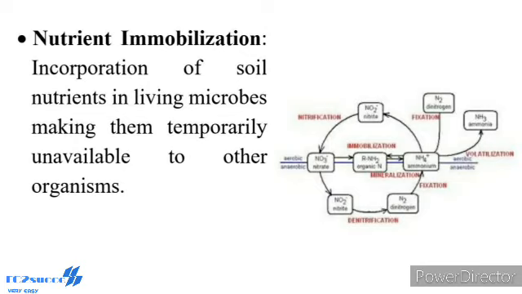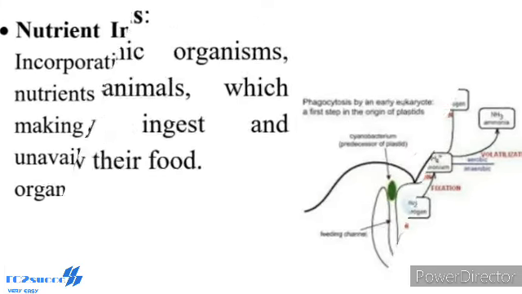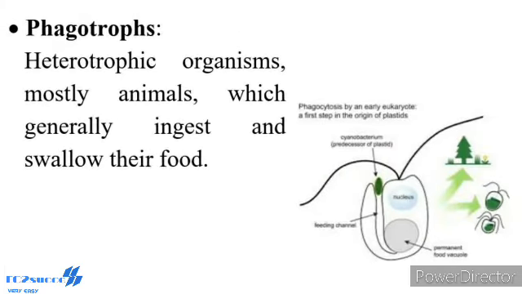Next one, nutrient immobilization. Incorporation of soil nutrients in living microbes, making them temporarily unavailable to other organisms. Another one, phagotrophs, heterotrophic organisms, mostly animals, which generally ingest and swallow their food.